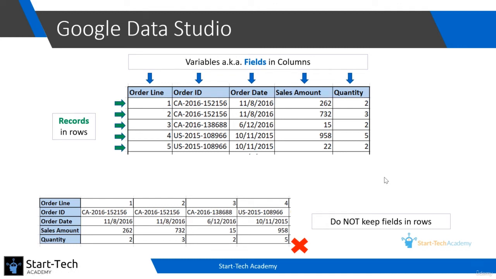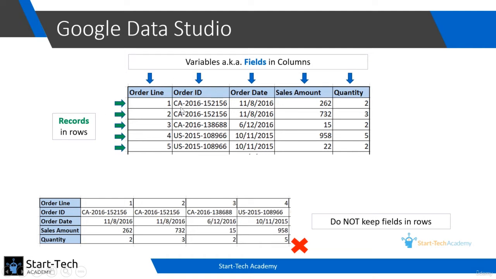Let's look at the dataset once before we move forward. The dataset most of the times is going to have this structure. In the columns, you can see that we have different variables such as order line, order ID, order date, sales amount, and quantity. These are also known as fields.